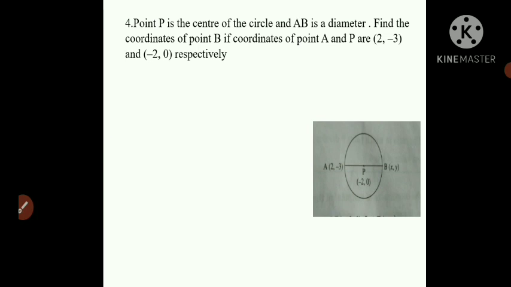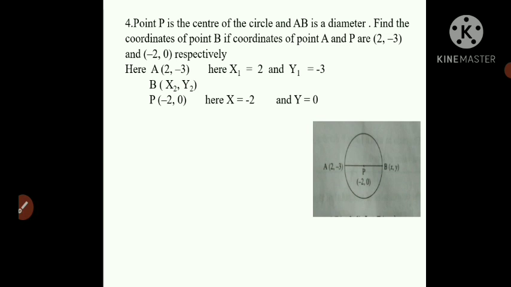If the coordinates of point A and P are given, A is 2, -3 and P is given, that is -2, 0, which means x1, y1 is given, x and y is given. You have to find out the value for x2 and y2. So first we'll write here A, which is given 2, -3, means x1 is 2 and y1 is -3. B, you have to find out the coordinates, that means x2 and y2 you have to find out. And P, which is the center of the circle, is -2, 0, means here x is -2 and y is 0.